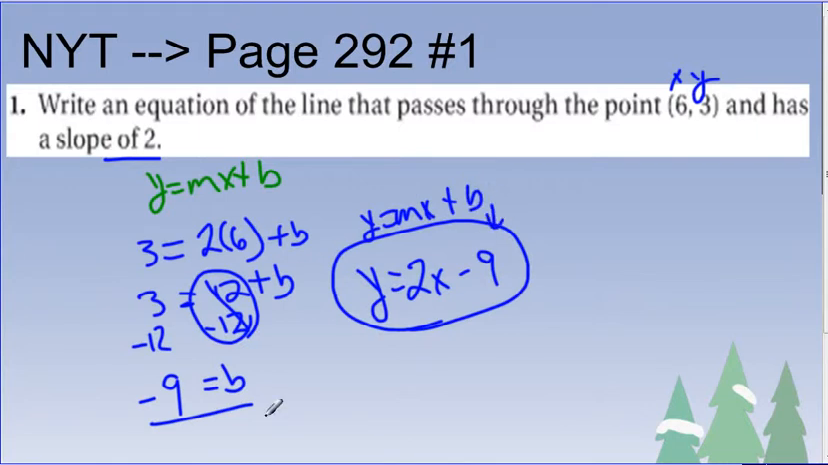That's my b I found. That's my m it told me. Pretty easy. Pretty easy indeed.